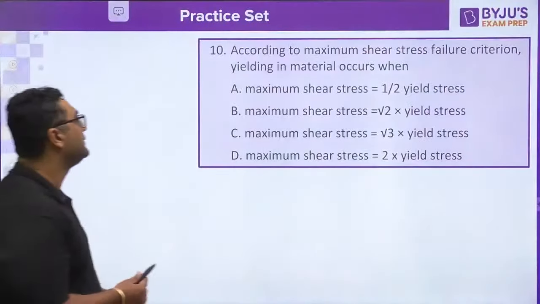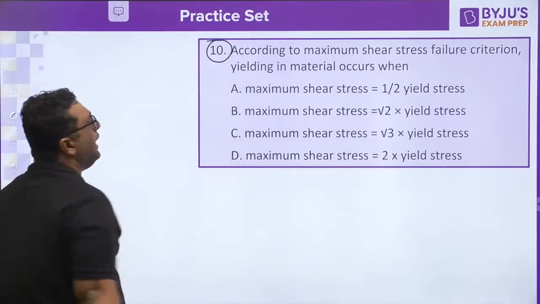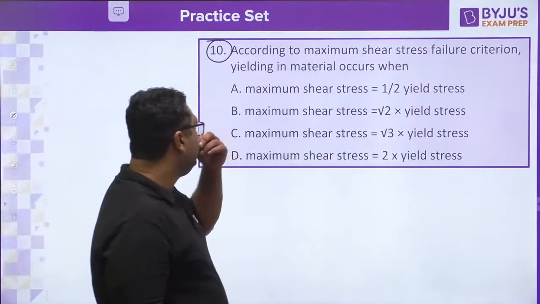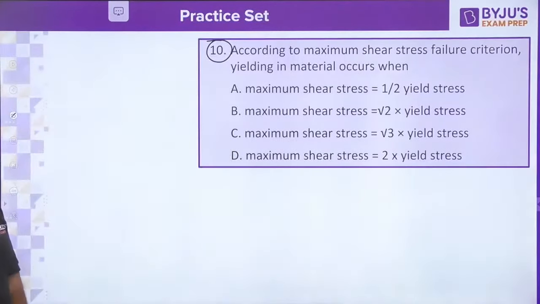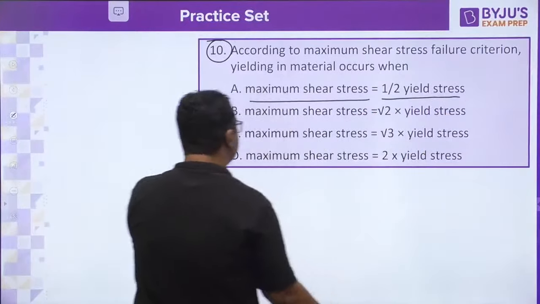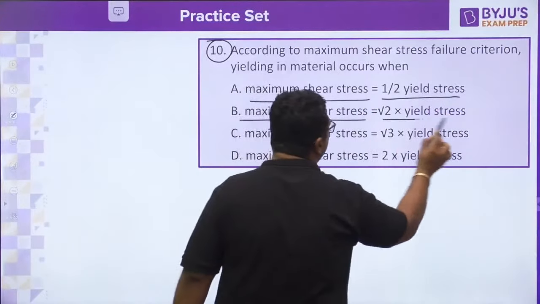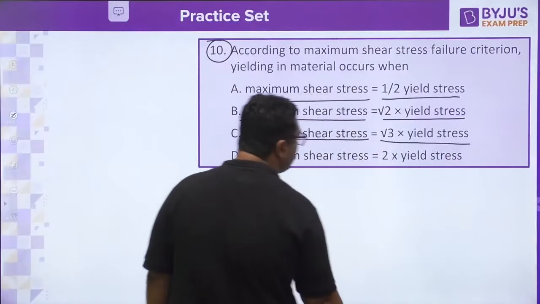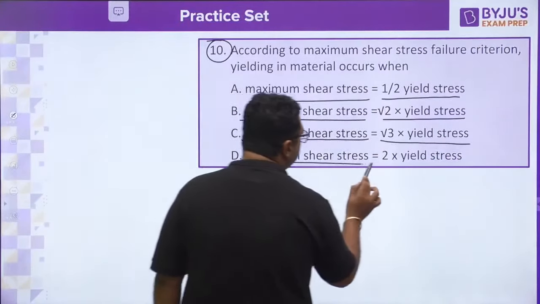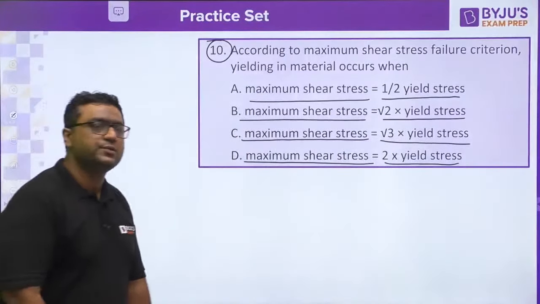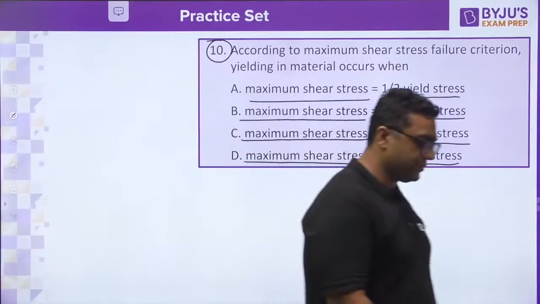Next question, guys. According to maximum shear stress failure criteria, yielding in material occurs when: maximum shear stress is half of yield stress, maximum shear stress is root 2 times of yield stress, maximum shear stress is root 3 times of yield stress, maximum shear stress is 2 times of yield stress. So what will you get as the answer?